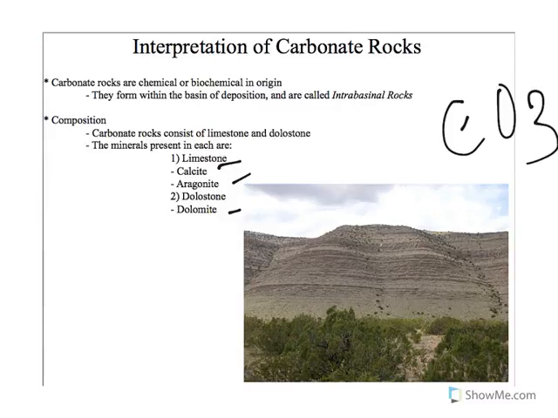Our carbonate rocks are either chemical or biochemical in origin. So if you remember biochemical, that means they're going to have fossils in them. And all of our carbonates form within the intrabasin, right? So they're forming inside of the basin. So that's pretty important there.